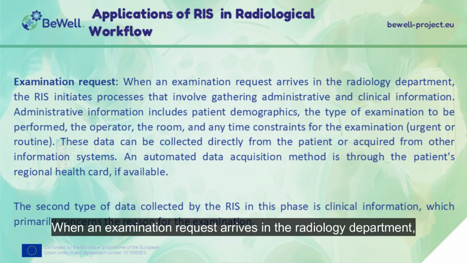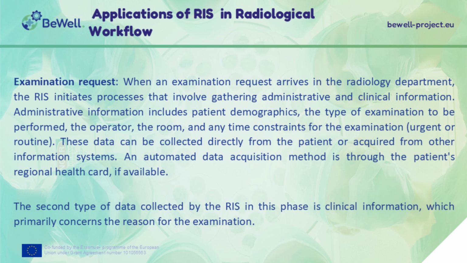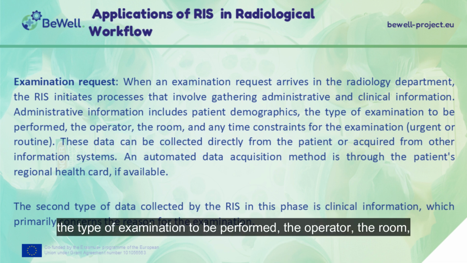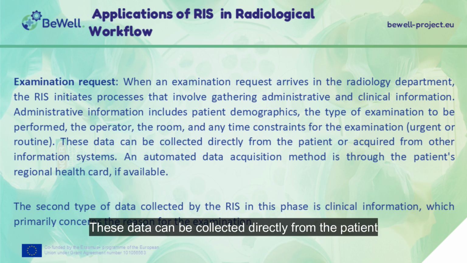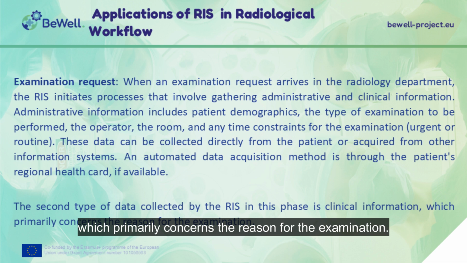Examination request. When an examination request arrives in the radiology department, the RIS initiates processes that involve gathering administrative and clinical information. Administrative information includes patient demographics, the type of examination to be performed, the operator, the room, and any time constraints for the examination, urgent or routine. These data can be collected directly from the patient or acquired from other information systems. An automated data acquisition method is through the patient's regional health card, if available. The second type of data collected by the RIS in this phase is clinical information, which primarily concerns the reason for the examination.